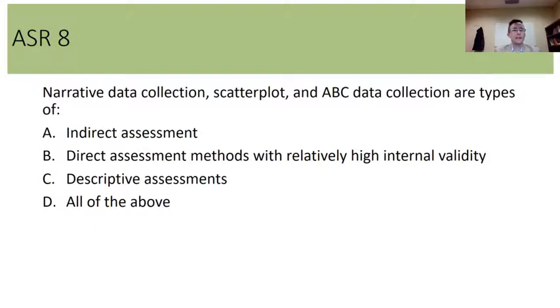So this is ASR 8. Narrative data collection, scatterplot, and ABC data collection are types of A, indirect assessment, B, direct assessment methods with relatively high internal validity, C, descriptive assessments, or D, all of the above.